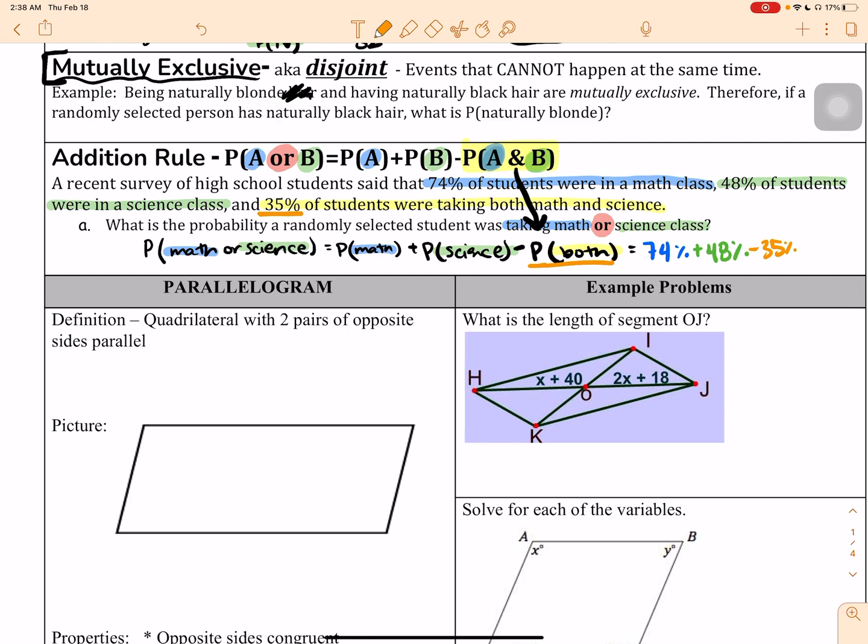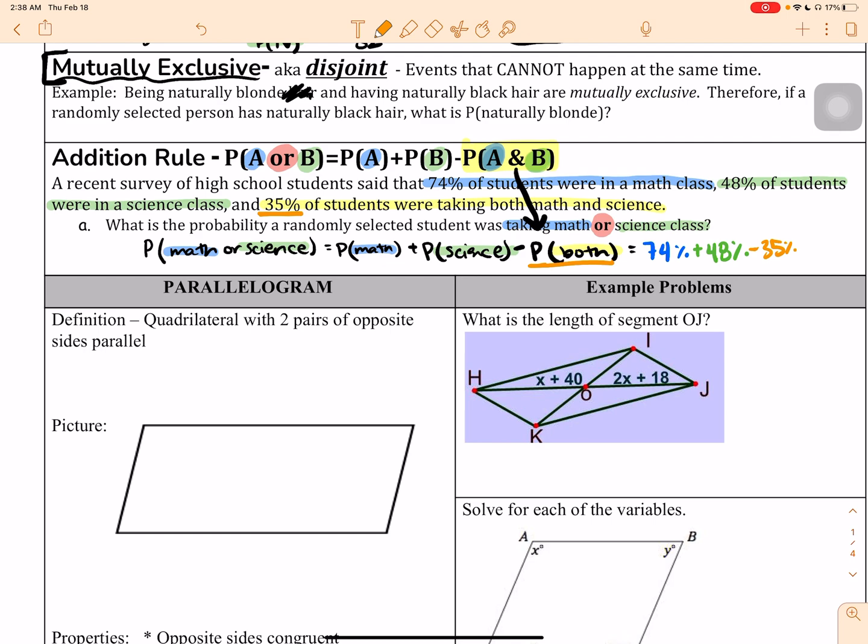So we're just wondering, like, what's the probability we grab a student who's either taking math or science? So if I listed out all my students who were taking math, and I listed out all my students who were taking science, and I listed all my students who are taking both math and science, the students who are in both math and science will be duplicated.